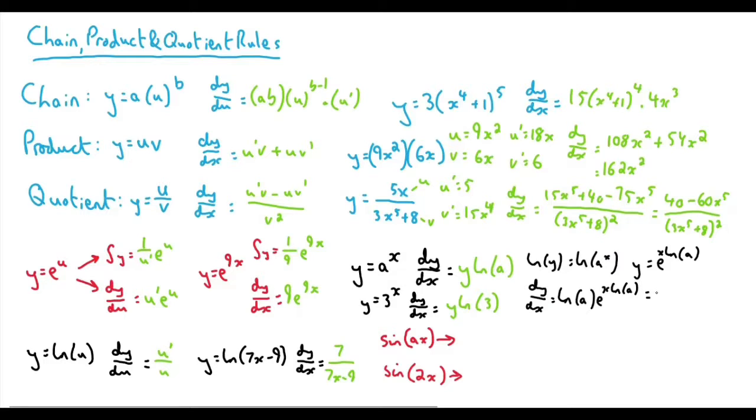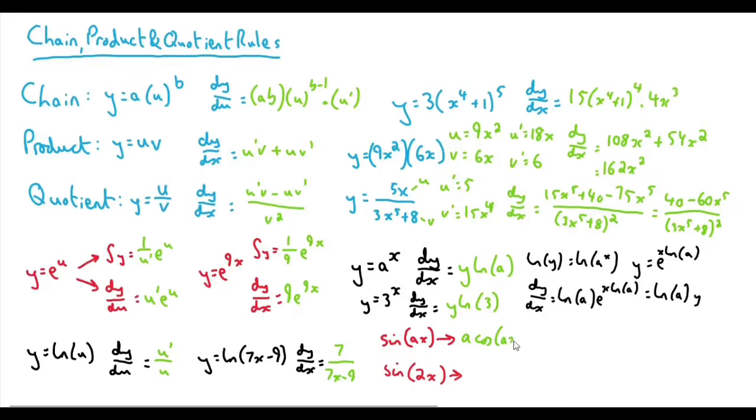So this gradient here is the same as ln a times y, which will be the same as y ln a. Okay. Lastly, you then just have your trigonometric differentiation, so differentiating between sine and so forth. If you had sine of a to the x, this would differentiate to cos a to the x.